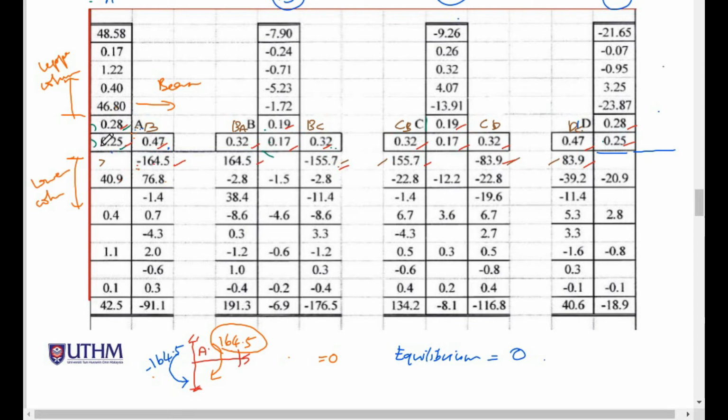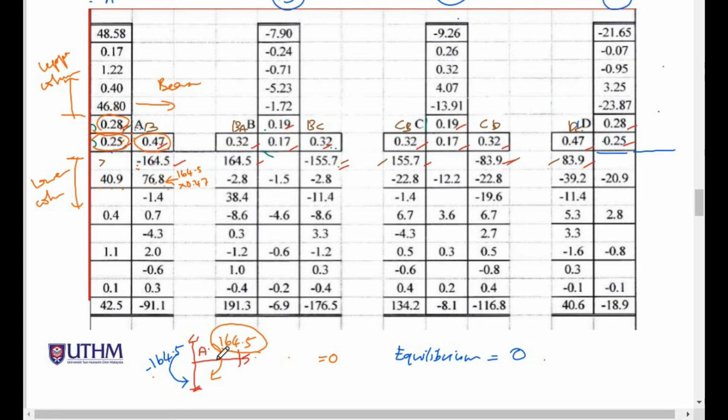Okay, boleh ya. So this is what we have as reference. 164.5, multiply with 0.47 and we get 76.8. So here is 164.5 multiply with 0.47, so we get 76.8. Next is 164.5 multiply with 0.25, and we get 40.9.